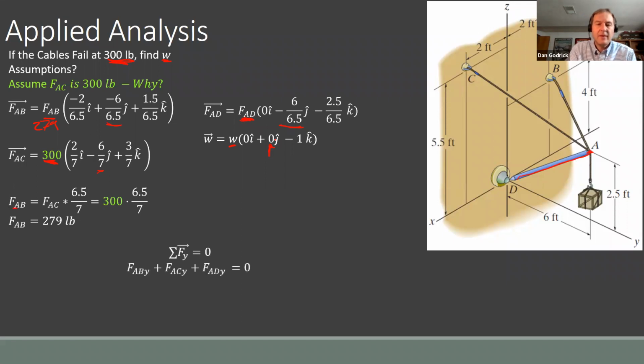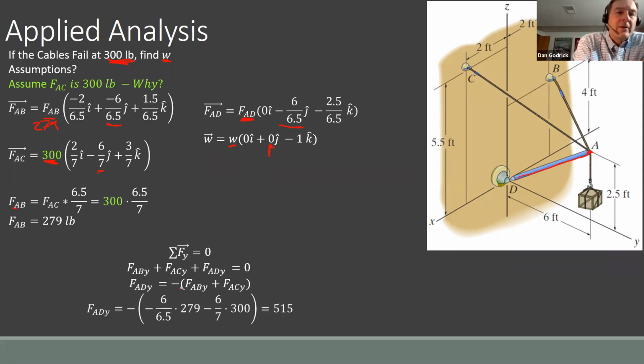So we put FAB in the Y direction, plus FAC in the Y direction, plus FAD in the Y direction, and set that equal to 0. So we know FAD in the Y direction is equal to minus FAB in the Y direction plus FAC in the Y direction. So what is FAB in the Y direction and FAC in the Y direction?